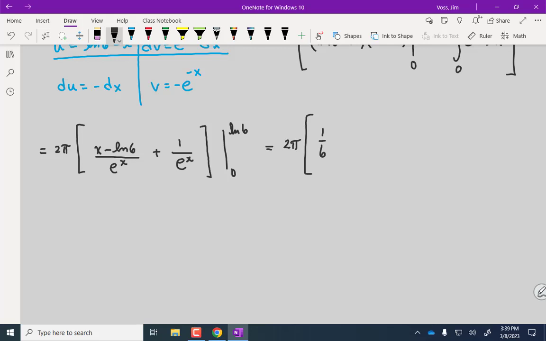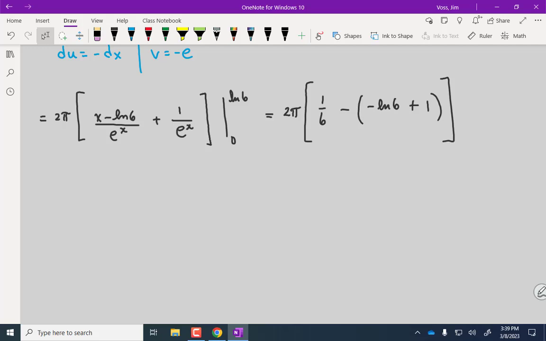And then we subtract off the antiderivative at 0. Plugging in 0, e to the 0 is 1. So we have a minus natural log of 6 right there, and then plus 1, and that's all in parentheses. So here's the antiderivative. We plugged in 0, and we got negative natural log of 6 plus 1. And then we just simplify that one more step.